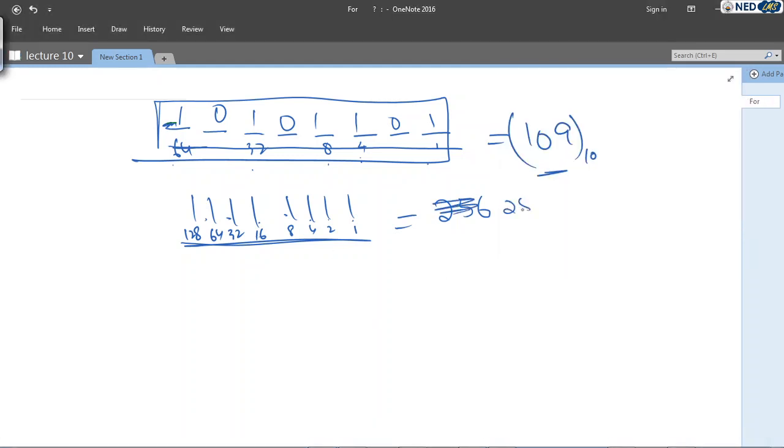We have 255, the maximum possible magnitude which could be had if we had all of those bits on for an 8-bit number, or 1 byte. Now what's the minimum number we could have if we have all the bits 0? That means this will be equal to 0 in base 10.